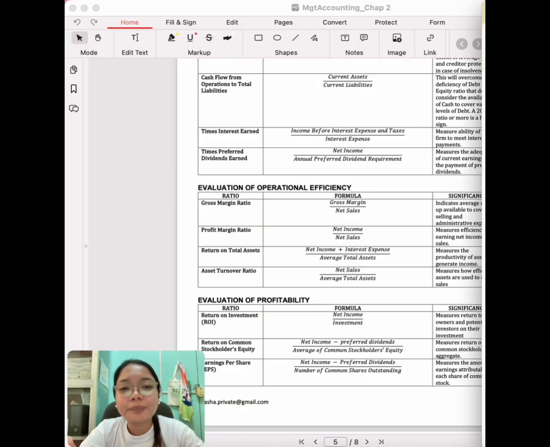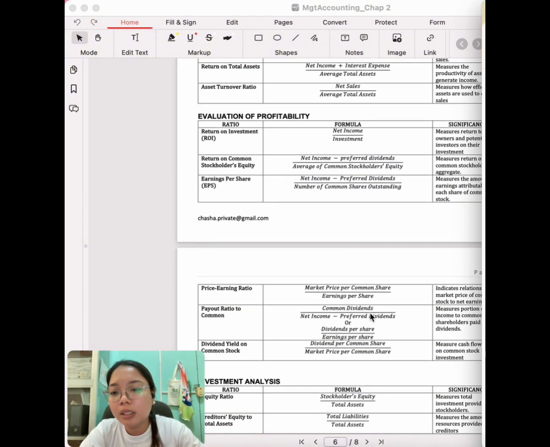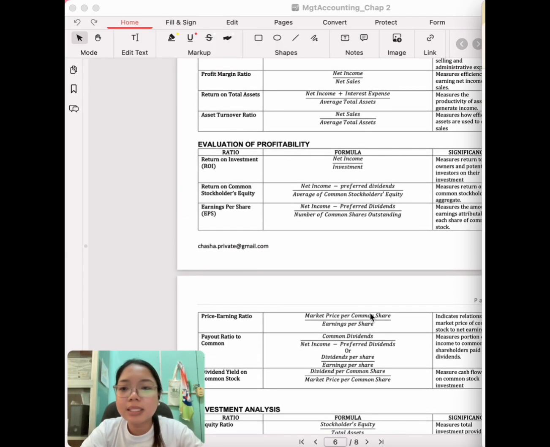Okay? Then we have profitability ratios. Ilan ang ating ratio dyan? 1, 2, 3, 6. Meron tayong 6 na ratios under the profitability. So, ang profitability ratios, these answer a very important question. Is the company generating satisfactory returns? So, this is particularly important to owners and potential investors.